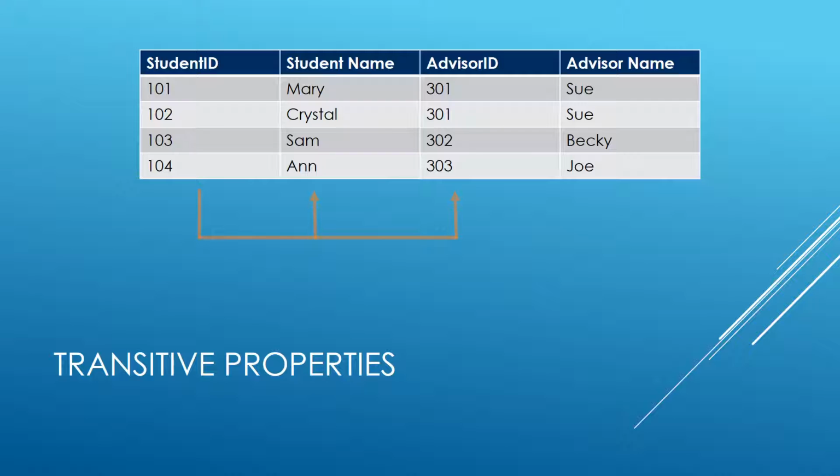Advisor ID 301 is the determinant for the advisor's name. Therefore, advisor name is a transitive property of student ID. Yes, we do get only one value for the advisor's name given a student ID of 101, but what determines the advisor's name is the advisor ID, not the student. In other words, I do not need to know who the student is to determine the advisor's name.